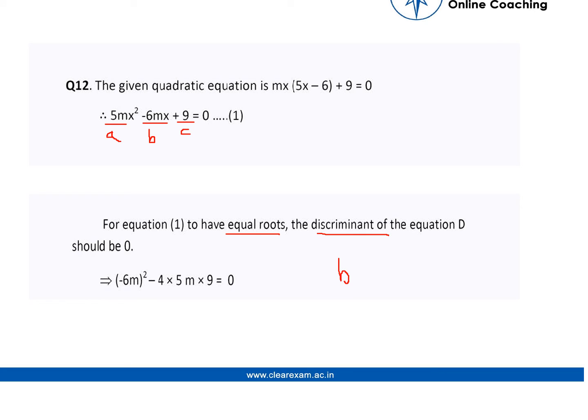That is, b² − 4ac should be equal to 0. So now on substituting the values of b, a and c, we get (−6m)² − 4 × 5m × 9 = 0.